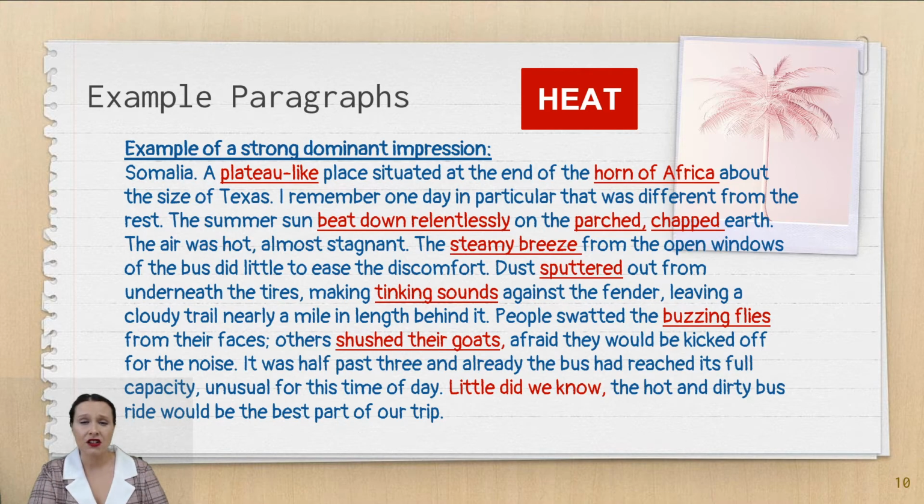And in the previous example, it just said that people were afraid that they would get kicked off the bus because of the noise. Now we know what was making the noise. People were shushing their goats, afraid that they would be kicked off. And then the wonderful last sentence, little did we know the hot and dirty bus ride would be the best part of our trip. So by saying little did we know, we can only imagine that things are going to get worse. This paragraph is extremely descriptive, and it's very obvious what the dominant impression is from beginning to end.